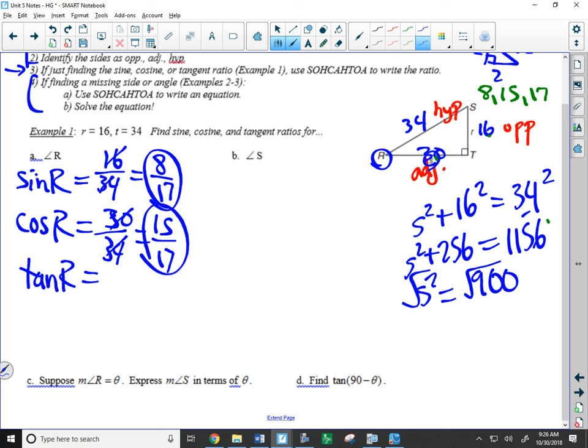Finally, tangent of R, we already have everything we need for tangent. It's just opposite over adjacent. 16 over 30. Divide by 2, so we get 8 over 15.